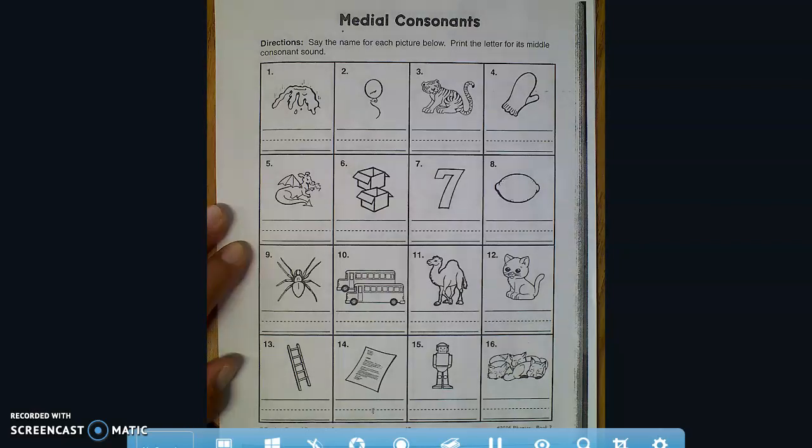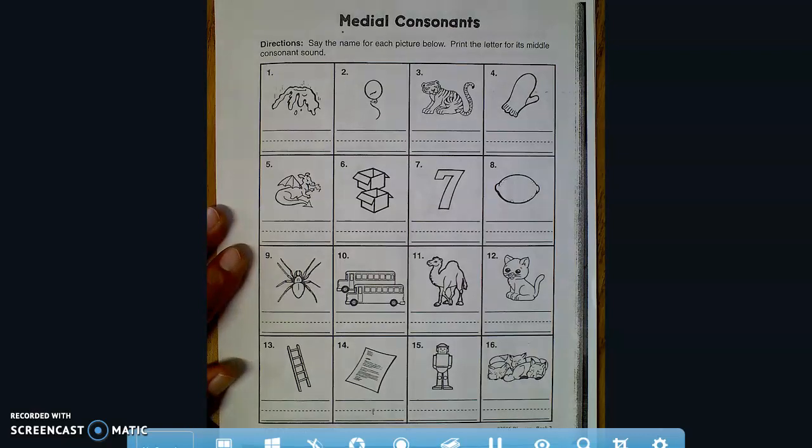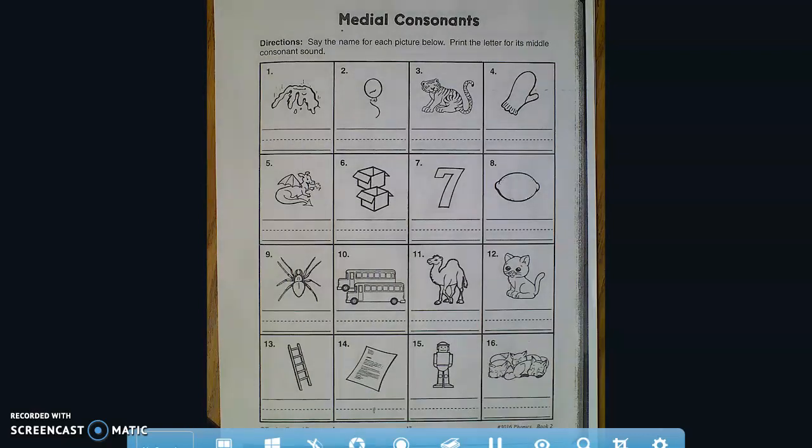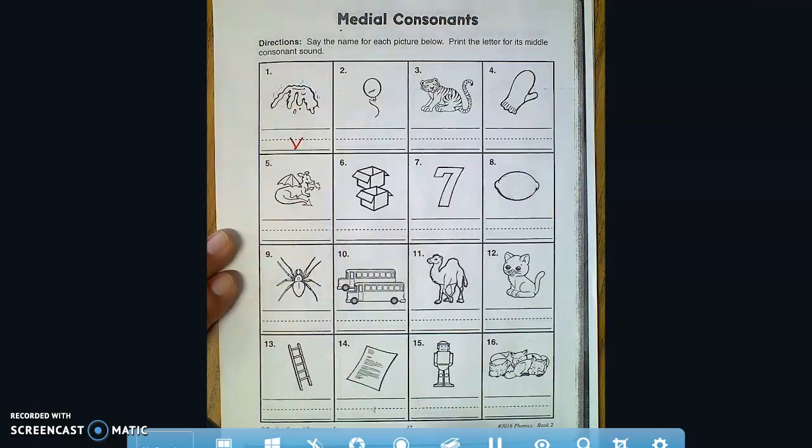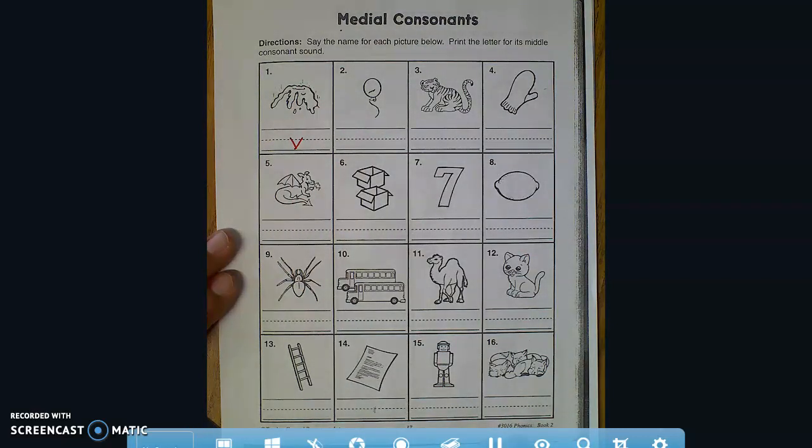So consonants are all the letters of the alphabet except A, E, I, O, and U. And sometimes Y because they can be vowels. Okay, so let's start with our first one. That is a picture of a lava on a volcano. So, as I break it down, the middle sound you hear, that's a consonant, is V, lava.